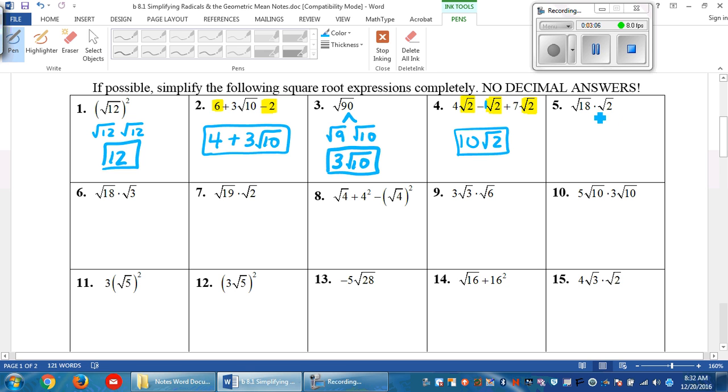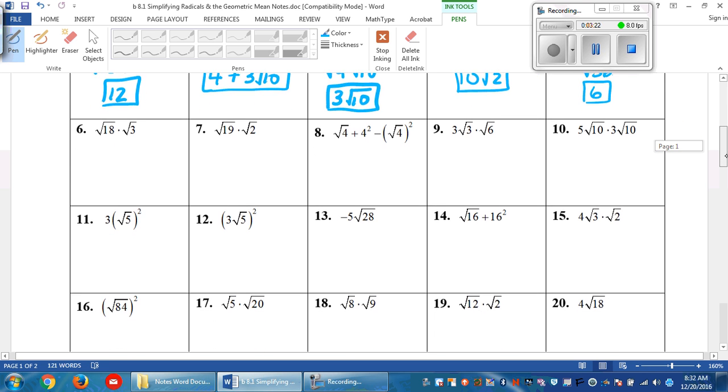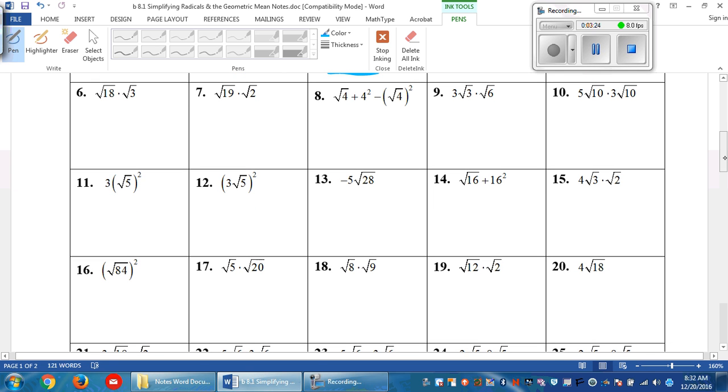Number 5, we have two different roots. We're multiplying them. Remember, the outside numbers with outside numbers, the inside roots with the inside roots. So we get root 36, and that's a good one because that's on our chart as 6. Remember, no decimal answers, so we're not using our calculator. We're using our chart that we had above.